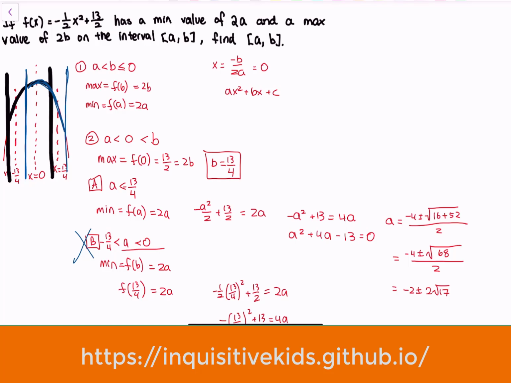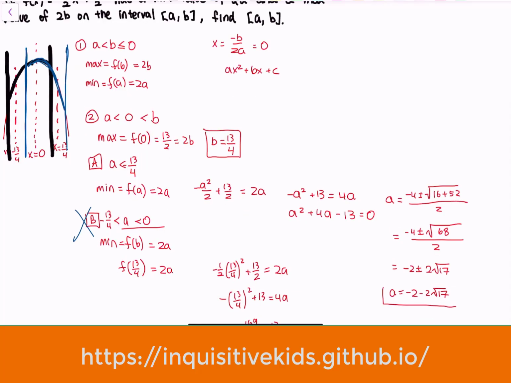Remember, we said that a must be less than negative 13 over 4. So we can only take one of these solutions. a must be equal to negative 2 minus 2 times the square root of 17. And this is a valid value for a. So this was case 2. Now we still have case 3.